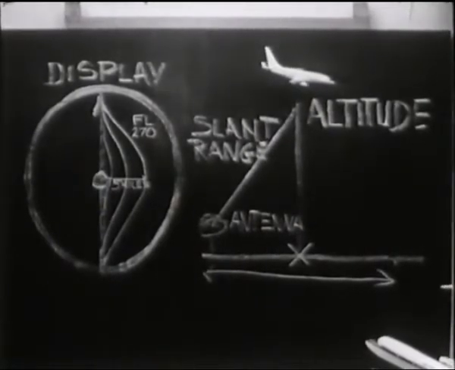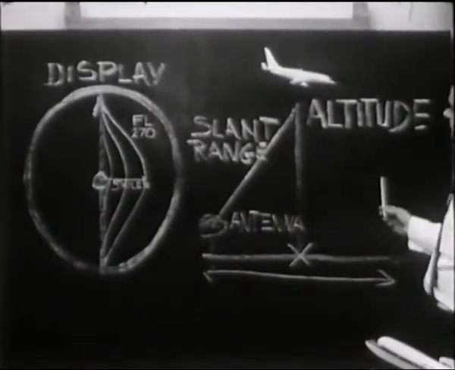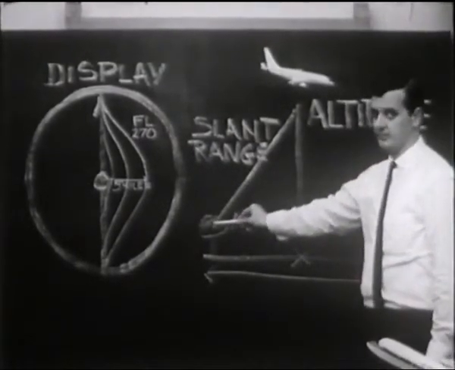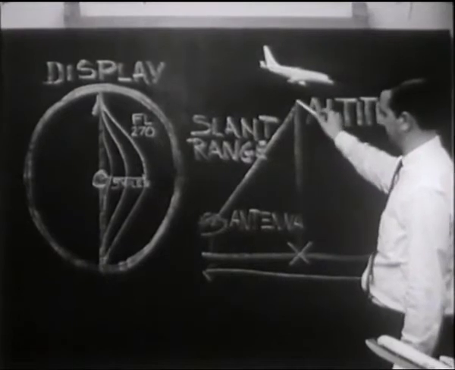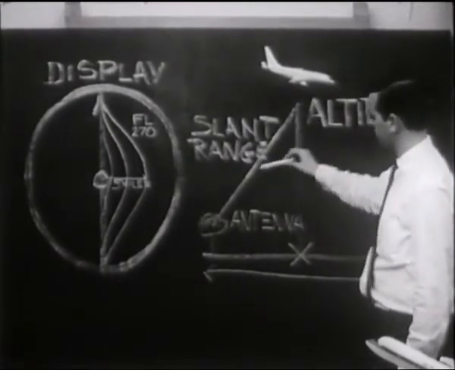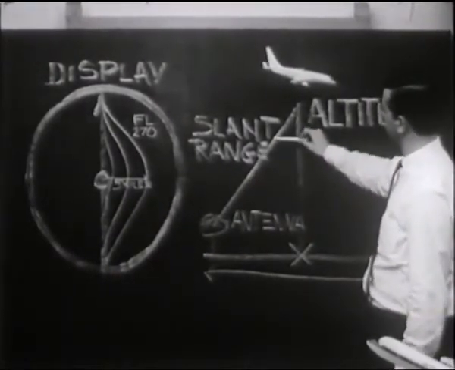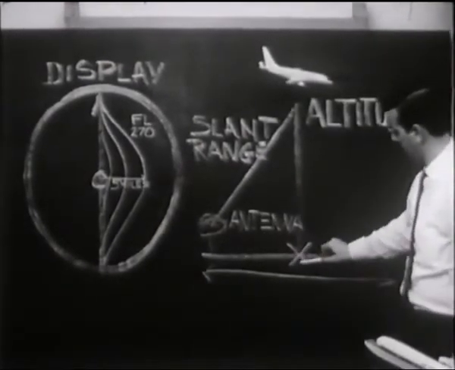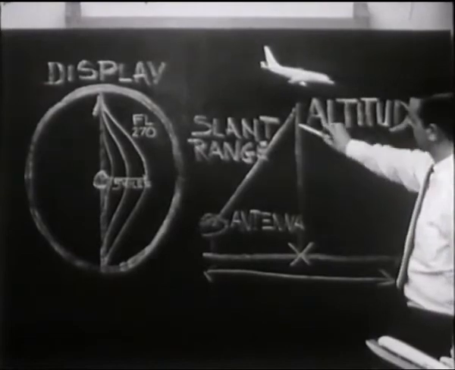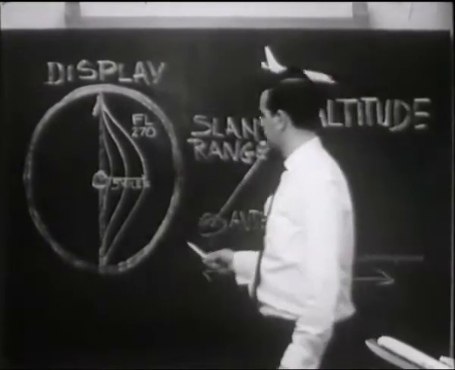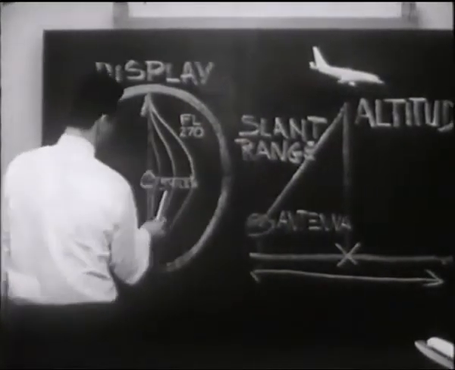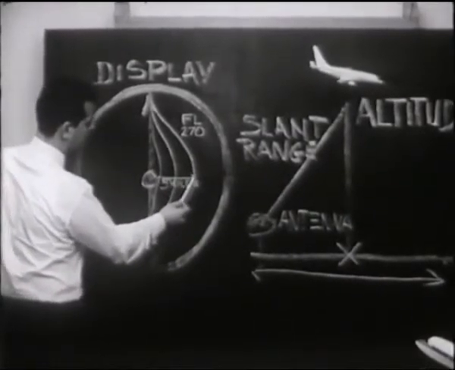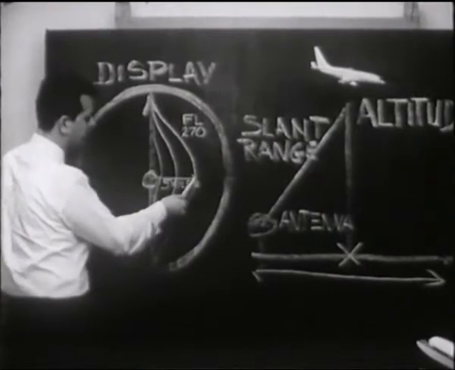Distances measured by radar are slant distances. That is, the distance along a straight line from the ground station antenna to the aircraft, and not the horizontal distance to the point on the ground directly below the aircraft. The position indicated on the radar display is therefore only an approximate geographical position.